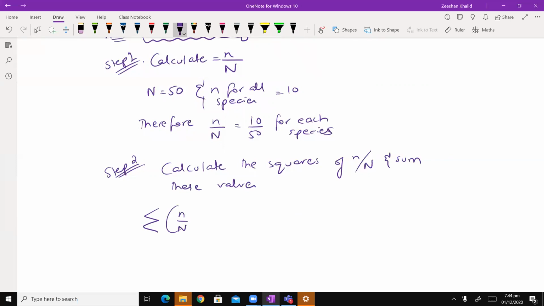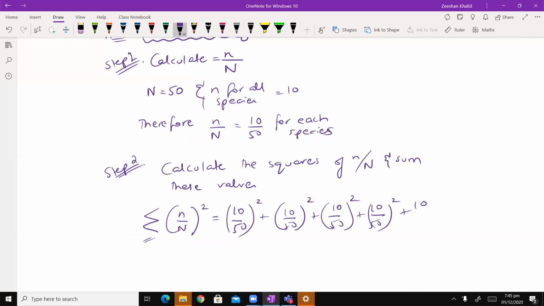Summation n over capital N whole squared, which would mean the following: 10 over 50 whole squared, that's for species A, plus 10 over 50 whole squared, that's for species B. Why am I adding them all? Because of this summation sign. Plus 10 over 50 squared for D, and plus 10 over 50 for E. So if you do the maths, 0.2 squared five times, the answer is 0.20.